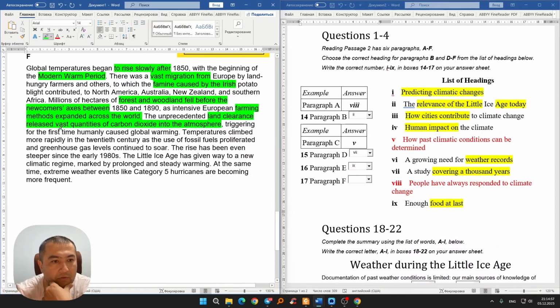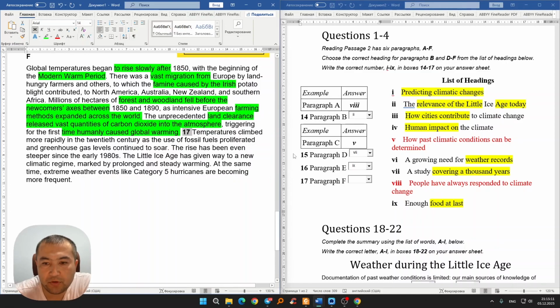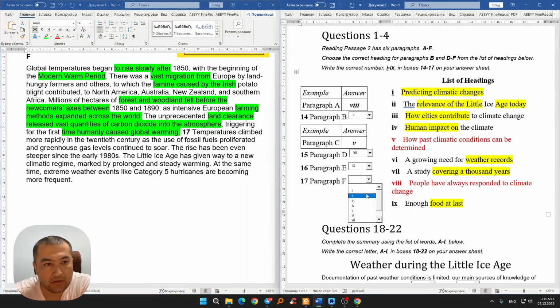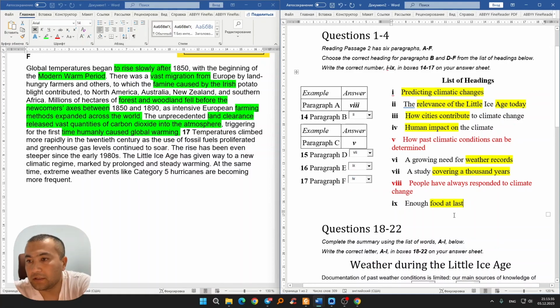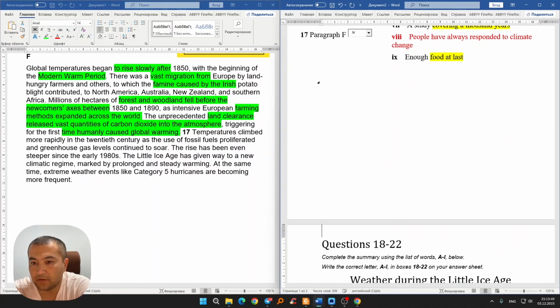Okay, let's wait. Triggering for the first time, humanly caused global warming. Humanly caused. I think that's all. Without question, undoubtedly, I'm going to be putting 16, 17 here, which means F. So human impact, number 4. And this is all for the list of headings. Let's move on to the next one.